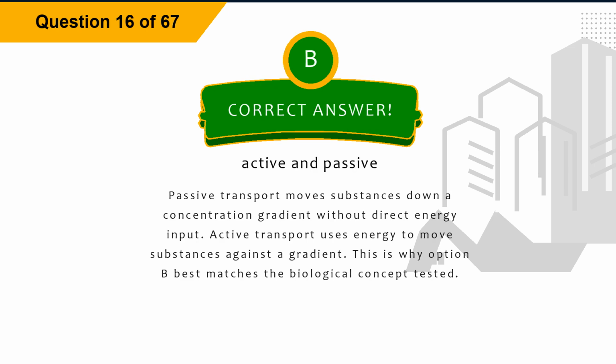Explanation: Passive transport moves substances down a concentration gradient without direct energy input. Active transport uses energy to move substances against a gradient. This is why option B best matches the biological concept tested.